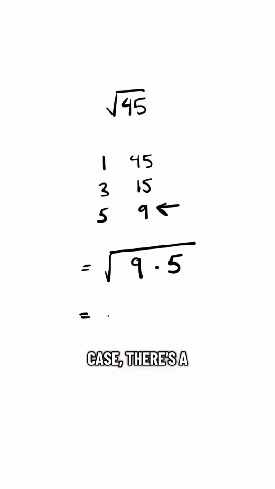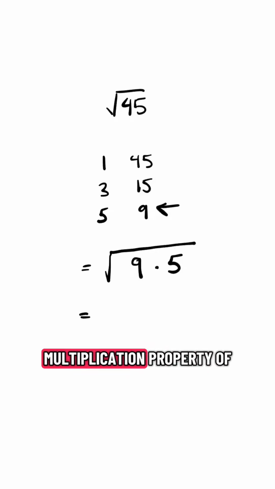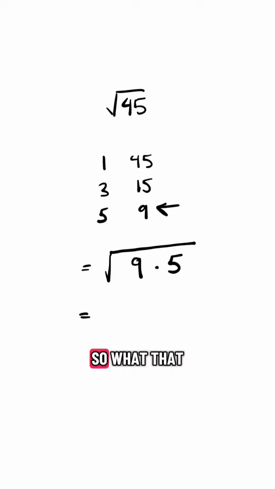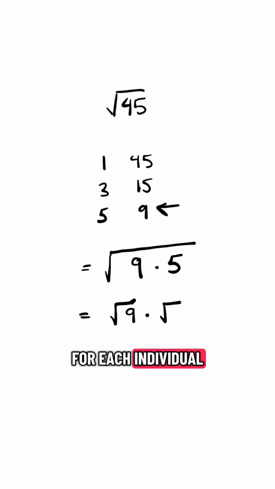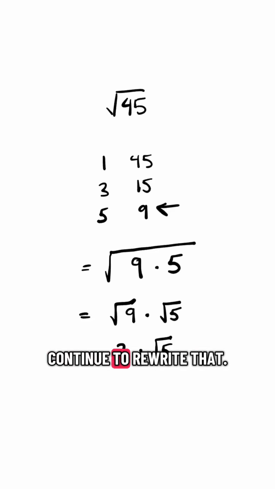Now in this case, there's a rule that we can apply. It's called the multiplication property of square roots. What that basically means is we can separate the square root for each individual number. So now we can find the square root of 9, which would just give us 3 times the square root of 5. And we can continue to rewrite that.